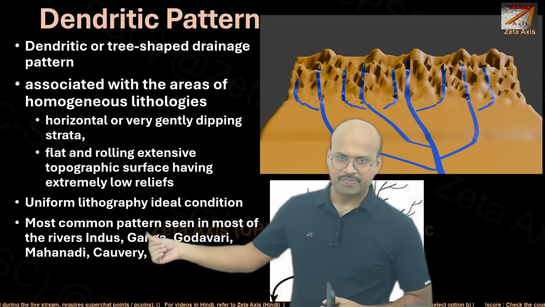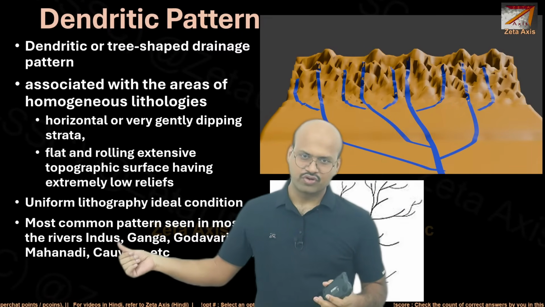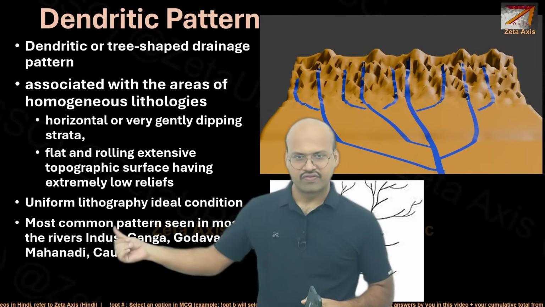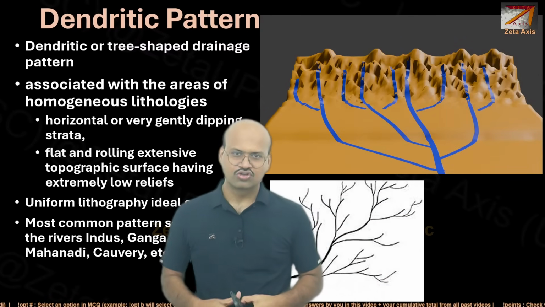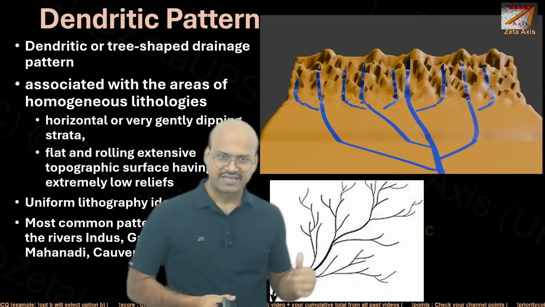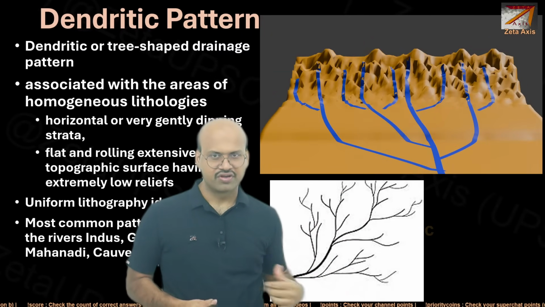It is the most common pattern seen in most of the rivers that flow in India, in the planar regions basically. It is seen in the Indus River, Ganga, Godavari, Mahanadi, Kaveri. All these rivers, both peninsular as well as Himalayan rivers, at least in some places have this kind of pattern.